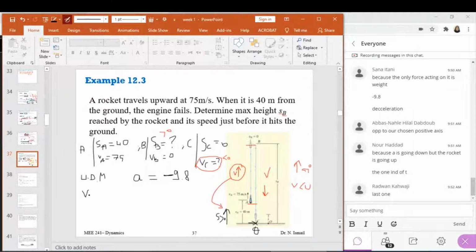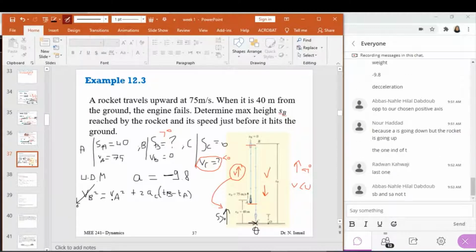So the equation states that VB squared is equal to VA squared plus 2 A constant. This is not AC, all right? I mean by AC, A constant. Times SB, I should start by B because this is VB, minus SA, right? Which means, guys, that VB, which is 0 here, is equal to VA, which is 75. Sorry, you're right, this is SB. Oh, okay, it's SB minus SA.